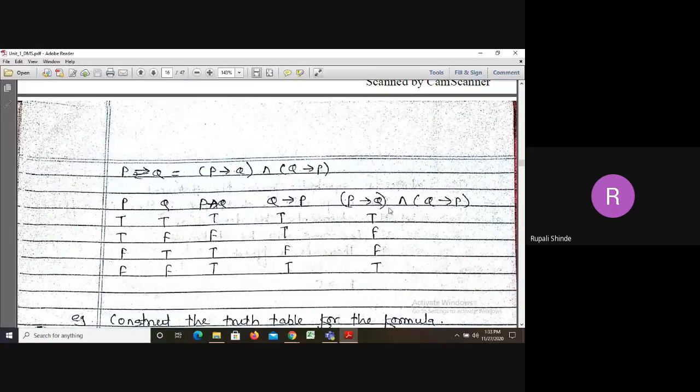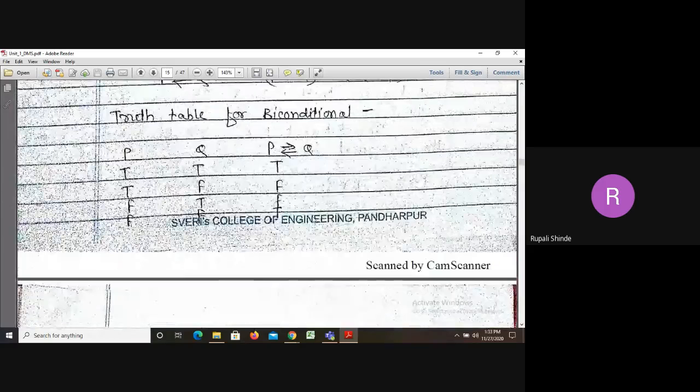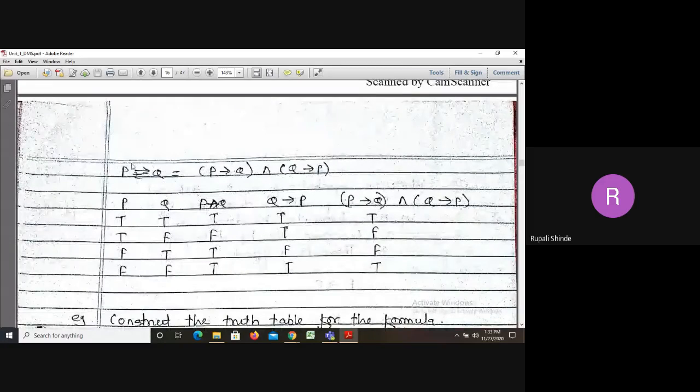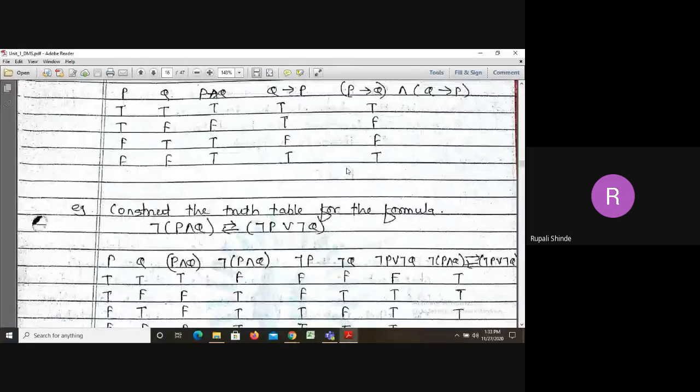Now here in this last column, we got the values as T, F, F, T. Now check whether these values are the same for P biconditional Q. So here is the truth table for P biconditional Q. So again, it is having values as T, F, F, T. In short, both the values are the same. That's why these two formulas are equivalent. P biconditional Q is equivalent to P conditional Q and Q conditional P. So likewise, we can prove it using a truth table.